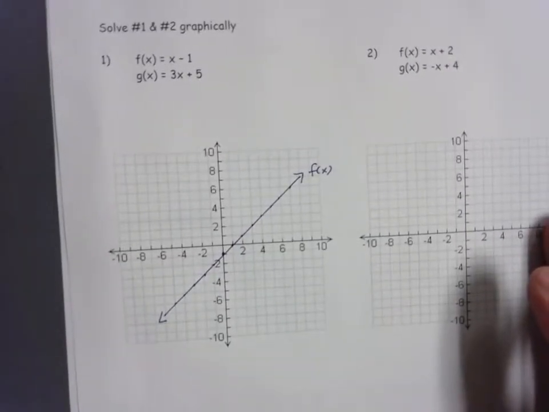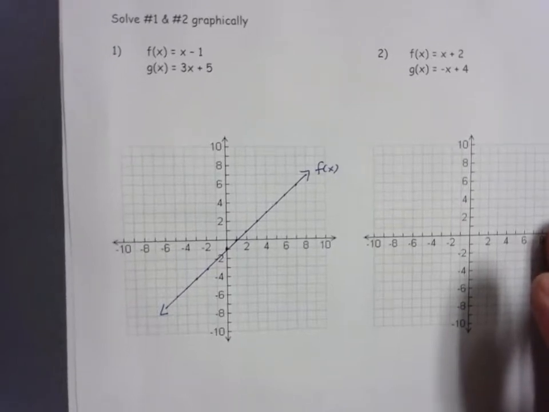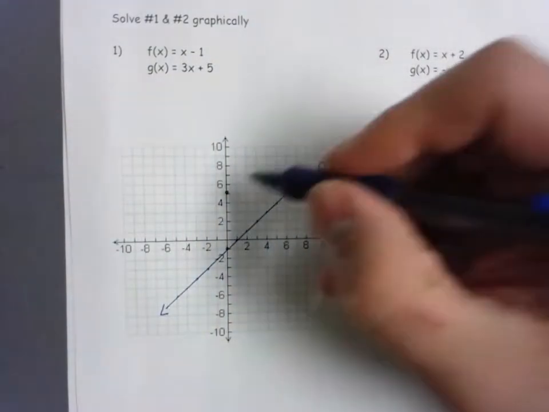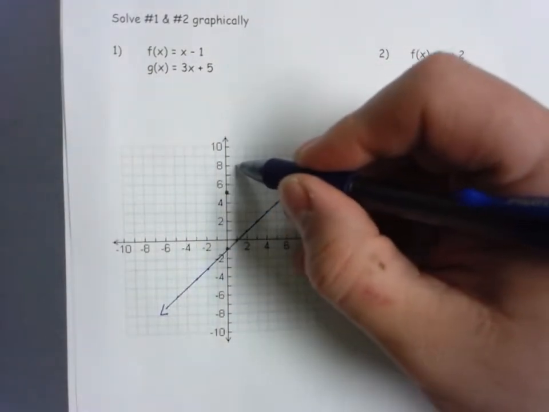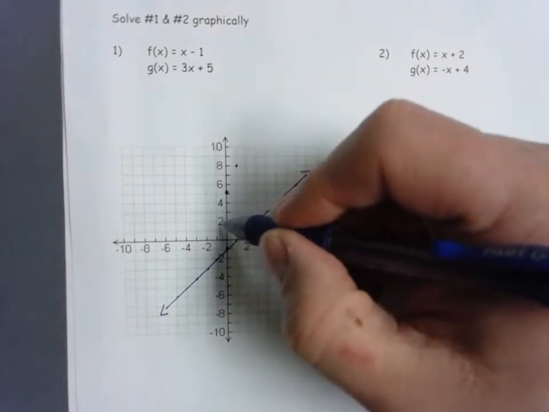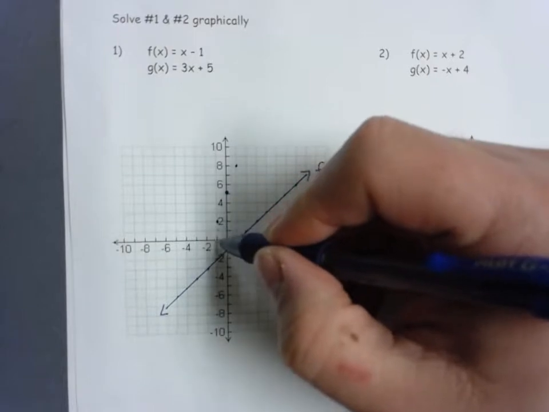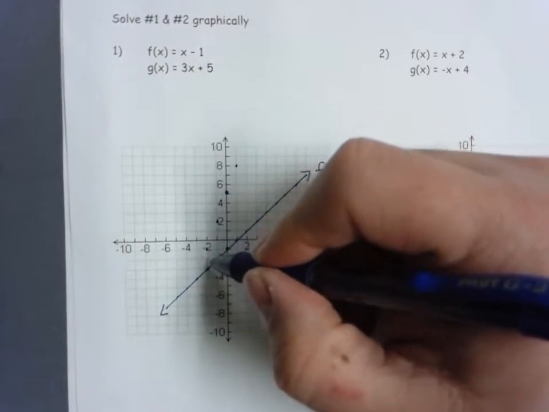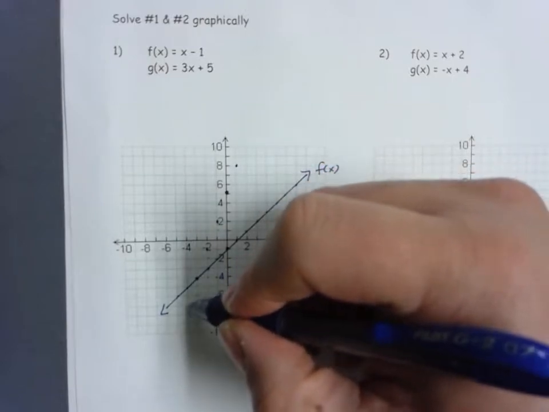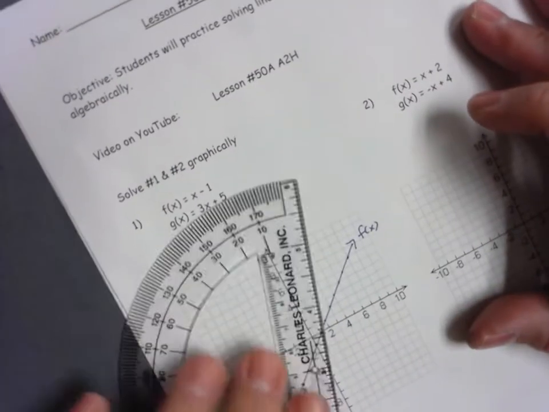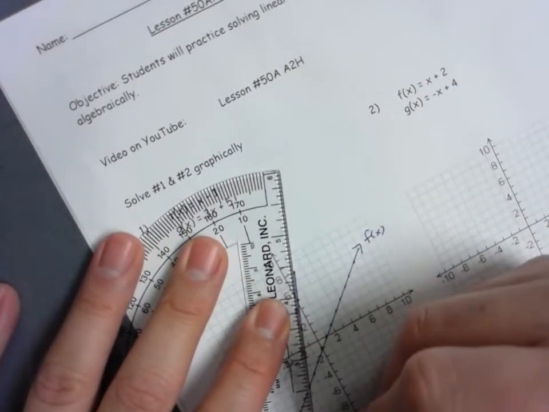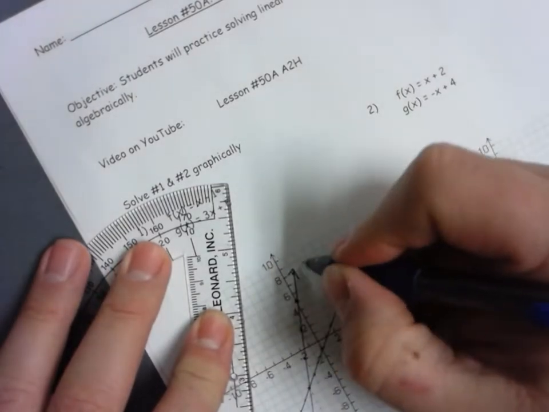Second function, g of x, is 3x plus 5. I go to positive 5. Up 3, over 1, down 3, back 1, repeating the pattern in each direction. Draw that in. Label my g of x.